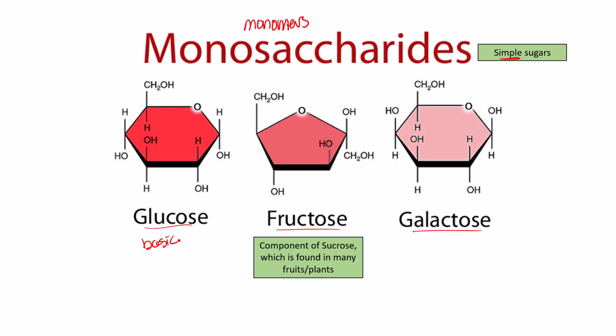Fructose is a component of sucrose, and again, we're going to get into the disaccharides in a minute, but fructose is one of 2 components of sucrose. Sucrose is the main form of sugar found in plants and fruits. Sucrose happens to also be table sugar. Galactose is a component of milk sugar, which is lactose. Again, it is a disaccharide. We'll talk about it in a minute, but galactose is one of 2 components that make up the milk sugar for mammals.